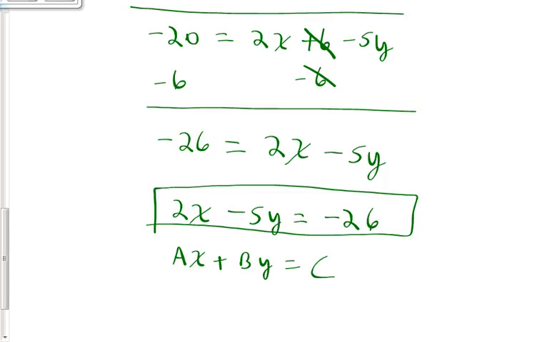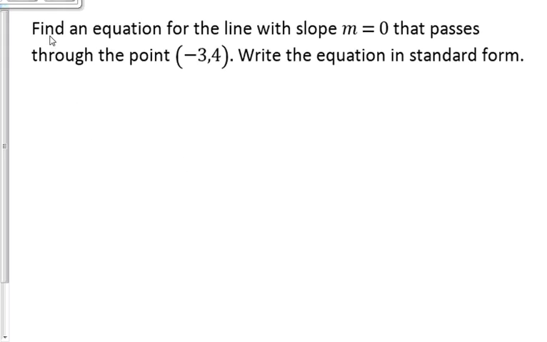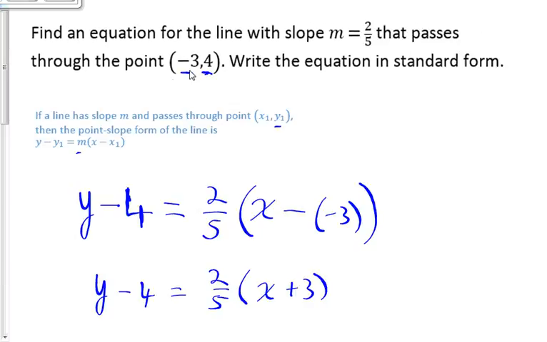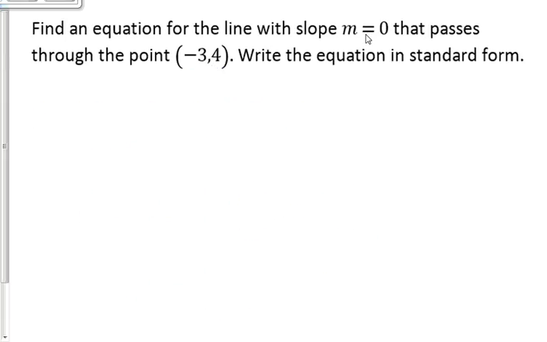All right. Let's take a look at another example. This one says, find an equation for the line with slope m equals 0 that passes through the point negative 3, 4. Write the equation in standard form. So this one passes through the same point as the last one, right? But in this case, the slope is not 2/5, the slope is 0. Well, we've probably discussed in class already that the slope of a horizontal line is always 0. So just by virtue of the slope of this line being 0, I know automatically this is a horizontal line.